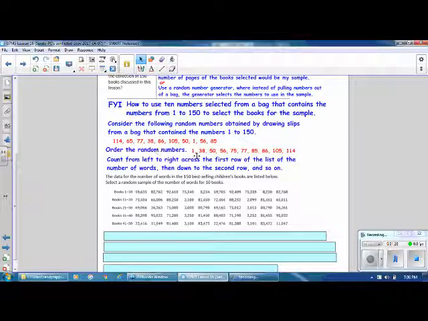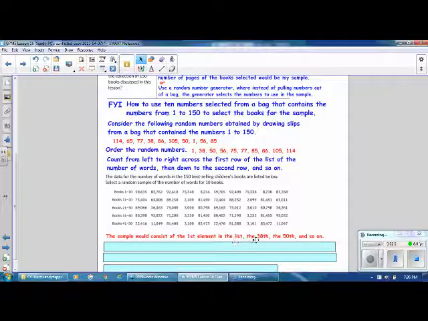Okay, so these are the numbers that we selected. So the number 1 refers to the first book. So books 1 through 10 are in this column. Then the next book will be the 38th book. The 38th book would be in this row, 31 to 40. Then the 50th book, that would be in this row all the way over here. This would be book 50, 41, 42, 43, etc. The sample would consist of the first element in the list, the 38th, the 50th, and so on.